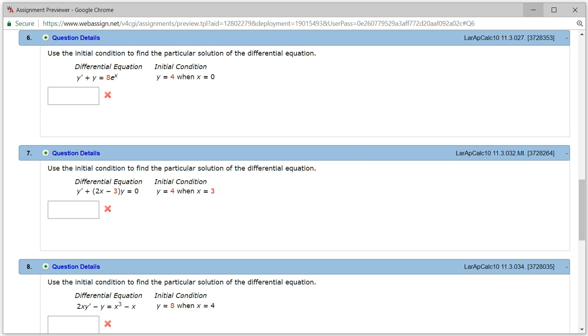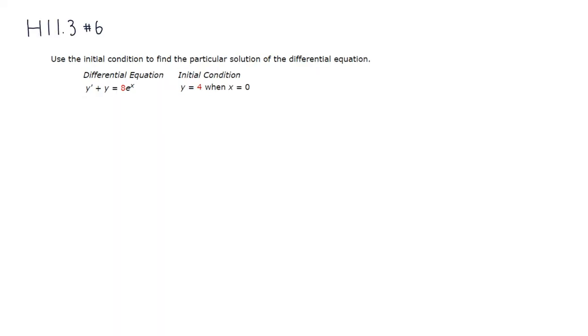All right, let's look at homework 11.3, problem number 6. Let's solve this first order linear equation with initial condition. In this case, we can identify P. P is 1 here, and then Q would be 8 e to the x.